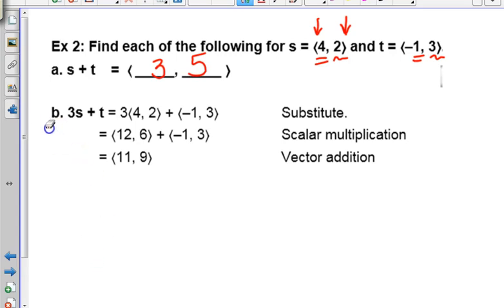So for b right here, it says take s and multiply it by 3, so make it 3 times as long and then add it to vector t. Well, all you do is multiply the x and y components of s by 3 and then add the components of t. So they showed some work here. They multiplied both of these by 3, then they wrote the components of vector t down, and then they added them together.